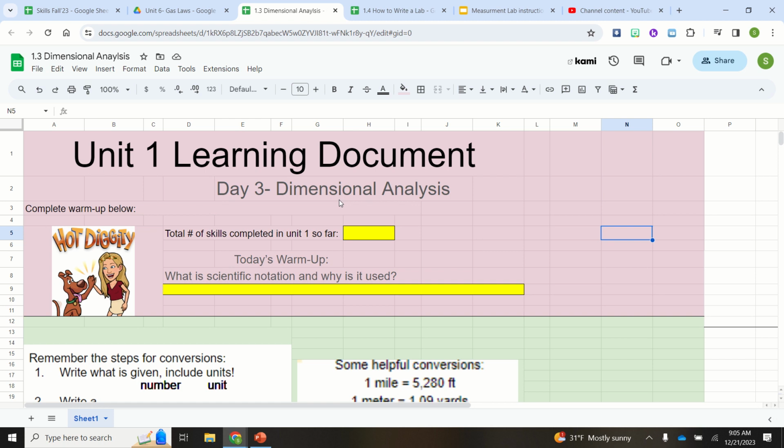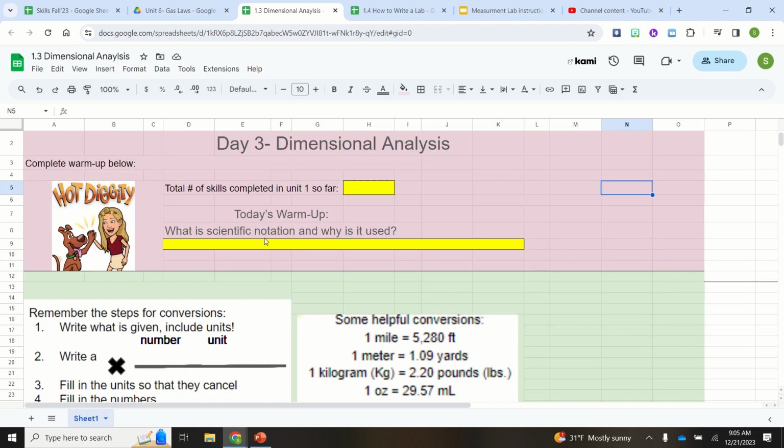Gonna learn dimensional analysis. Today's warm-up is: what is scientific notation and why is it used? Make sure you answer that question.